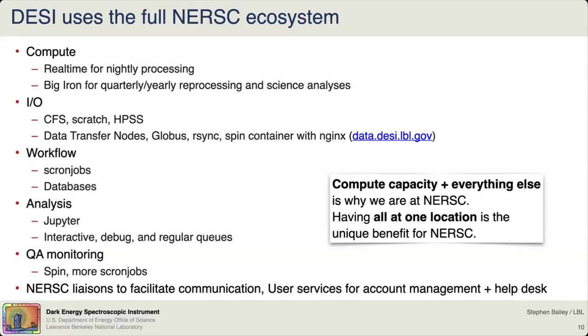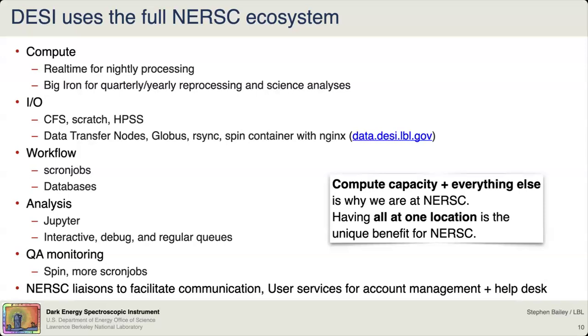We use the data transfer nodes and Globus, and we have our own Spin container running a website portal for us. We use various workflow things. A lot of the analysis, especially with the more junior members, is run through Jupyter, but we also have analyses that are running up to the regular queue using hundreds of nodes, massively parallel jobs. And having all of this in a one-stop shop is a uniquely great thing at NERSC.